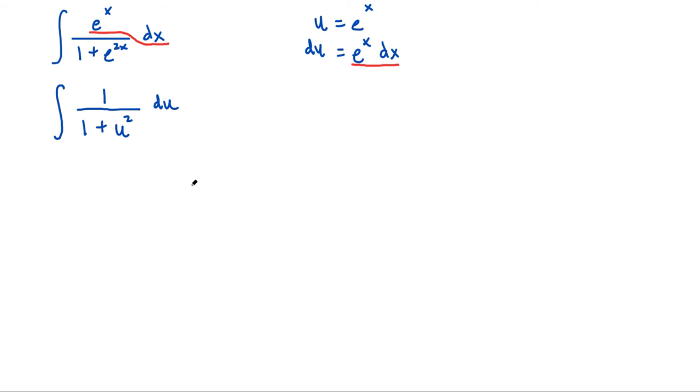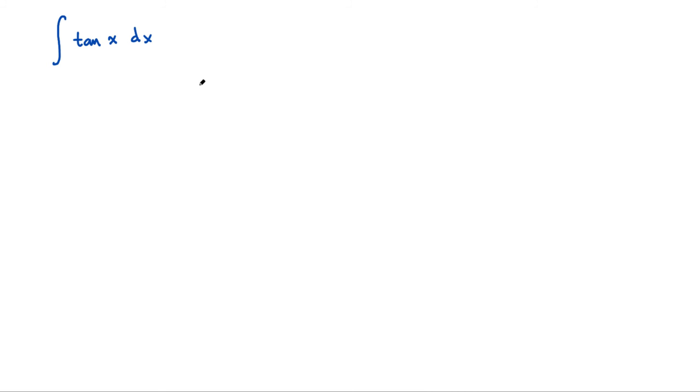And so now, this expression which had e to the x in it, we might recognize as an inverse trigonometric derivative. This derivative here is actually the arctangent of u. And so if we substitute that back in, we might also write this as tangent inverse of e to the x plus c.